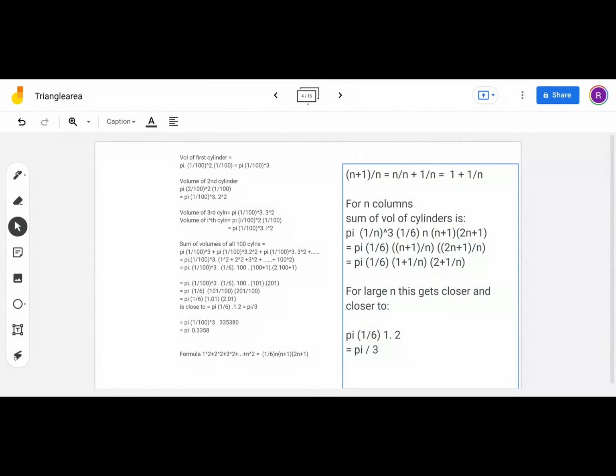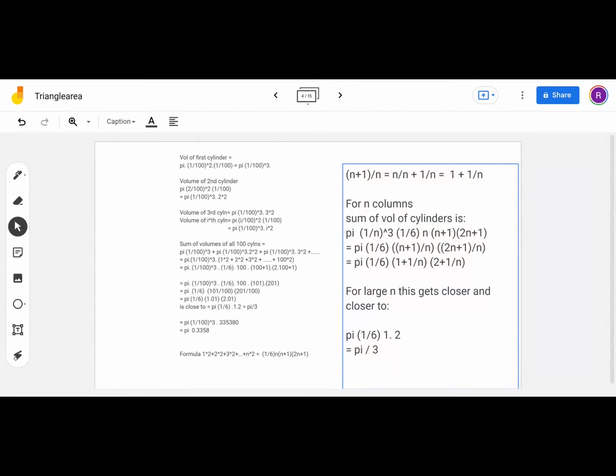Is this clear to everyone? Anyone has any questions? Did everyone understand how by using the formula for 1 squared plus 2 squared till n squared, we can get the volume of the cone? Or someone is not clear? Who is there? Okay, Pooja Ashok. Can you unmute, please?